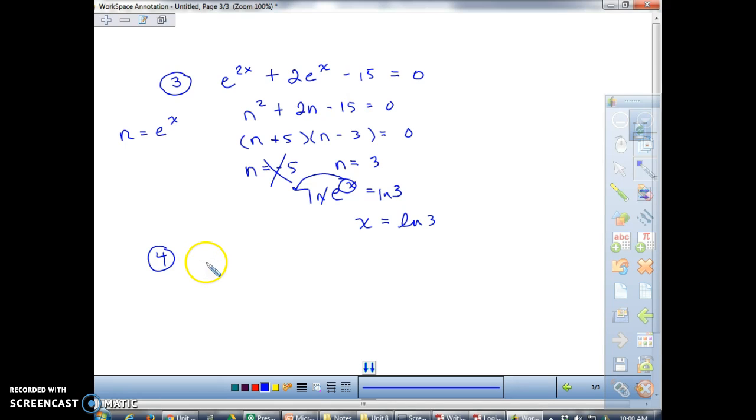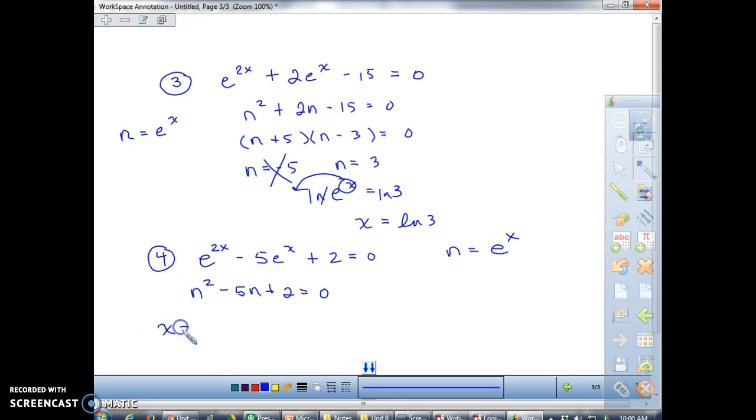Okay, how about e to the 2x minus 5e to the x, and then I have plus 2 is equal to 0. And I'm going to substitute n for what? e to the x. Very good. So I'm going to have n squared minus 5n plus 2 equals 0. Guess what? Doesn't factor. So I've got to use the quadratic formula.